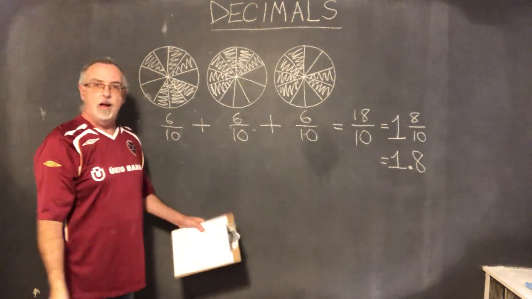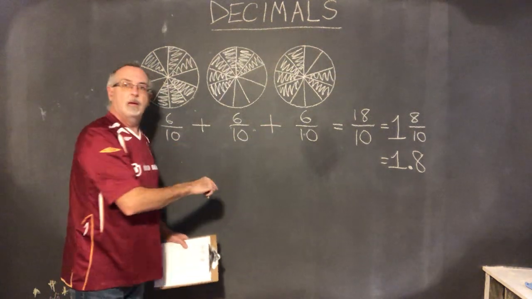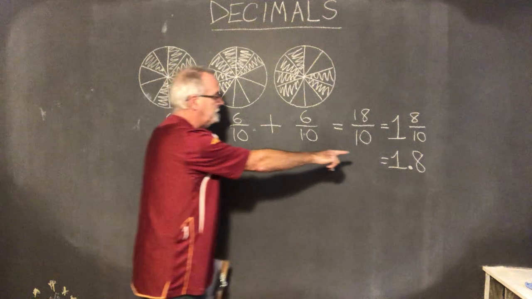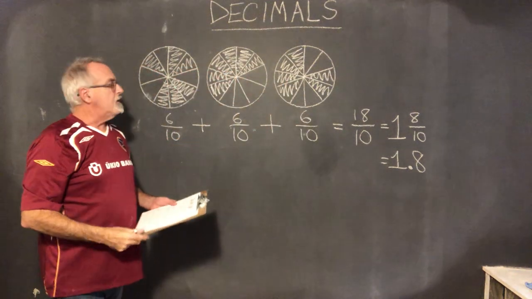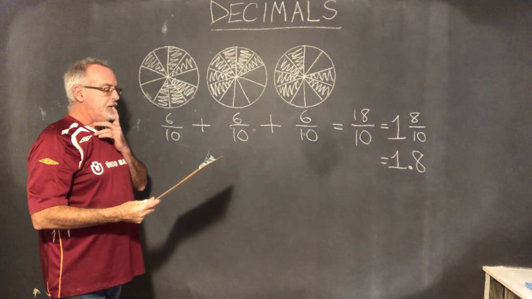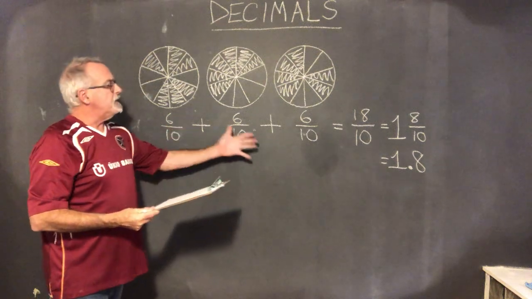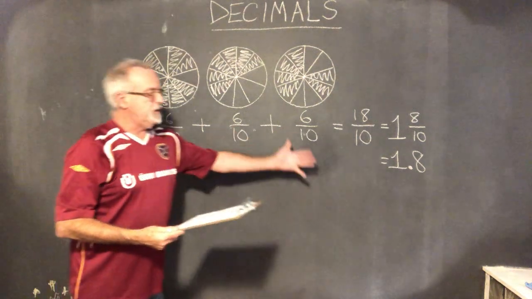I was able to figure that out using math. I didn't really figure out 1.8 pizzas left by counting. I'm able to do more than just counting. But of course, there's another way of doing this, adding these three fractions.